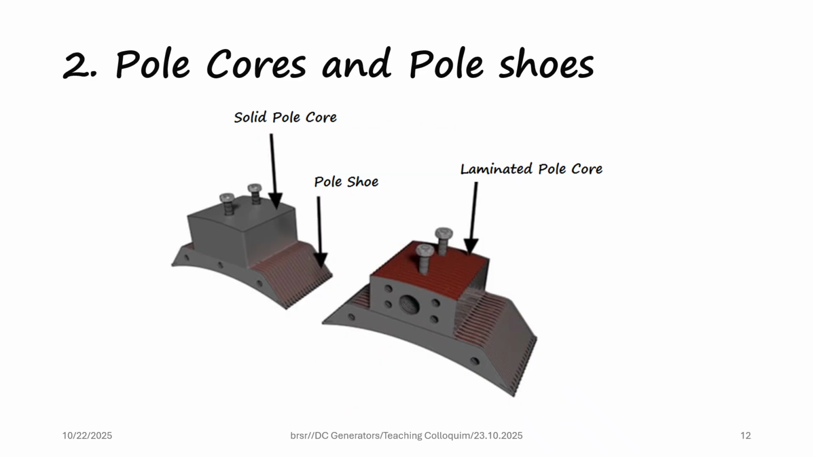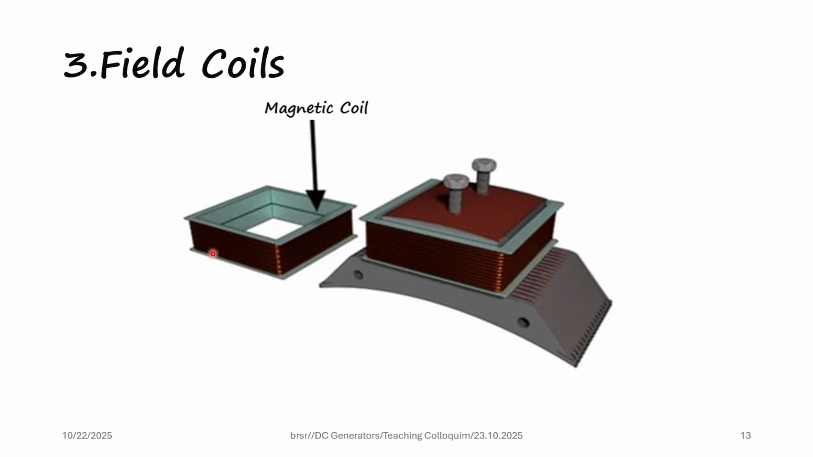This is a pole core. It's a solid pole core, and this is a pole shoe. It can be either a solid one or a laminated pole core. Laminated means it is not a single piece. Instead, similar sized plates are used and they are all stuck together. That is called a laminated pole core, onto which a winding is normally made. This is a magnetic coil which is pre-wound and fixed onto the pole core.